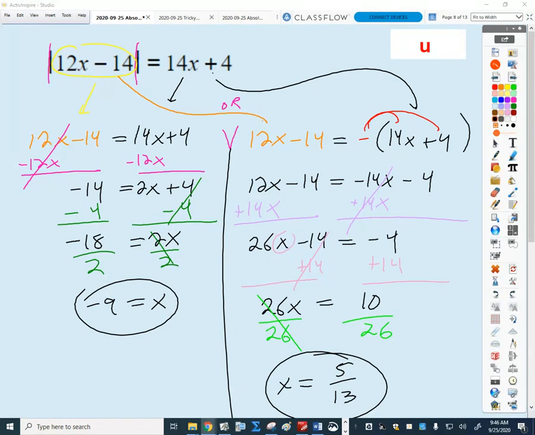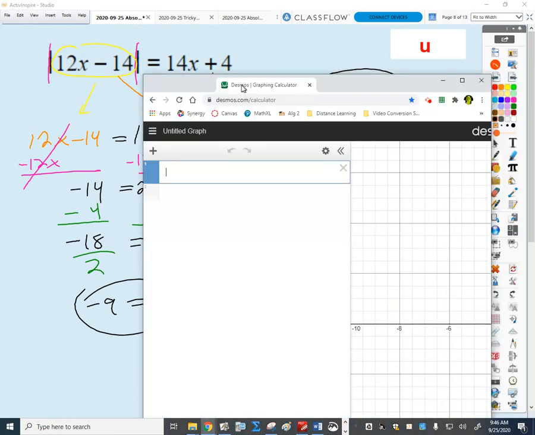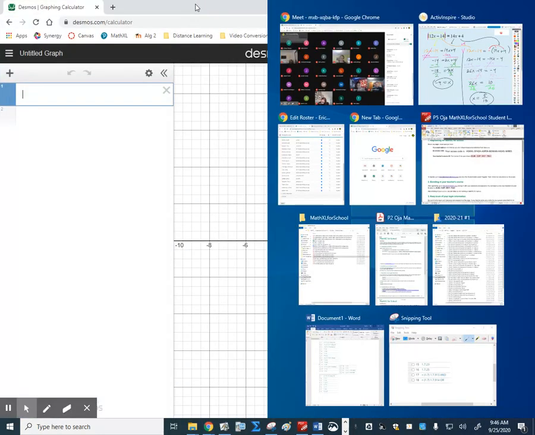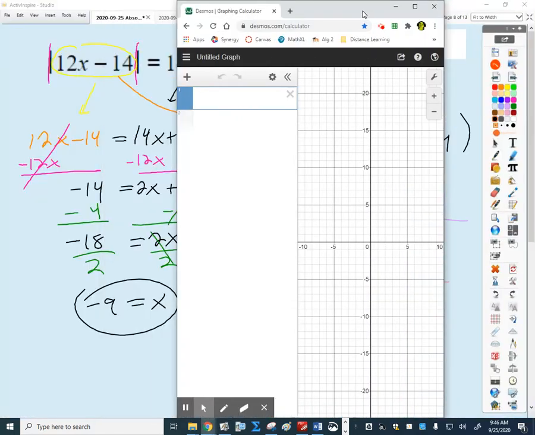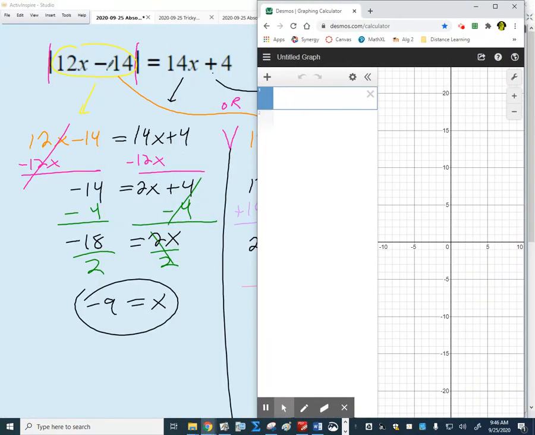You can use the Desmos graphing. It doesn't even have to be the graphing calculator. But here's what you do. When I want to check solutions, I'm just going to set up functions. I'm going to set f of x equal to the left side. Write it in function notation. So f of x equals the absolute value, and that's just the key above enter, the vertical line. So the absolute value of 12x minus 14.